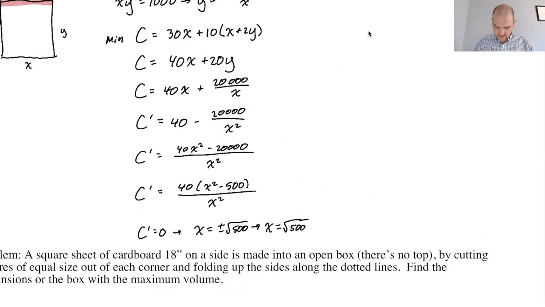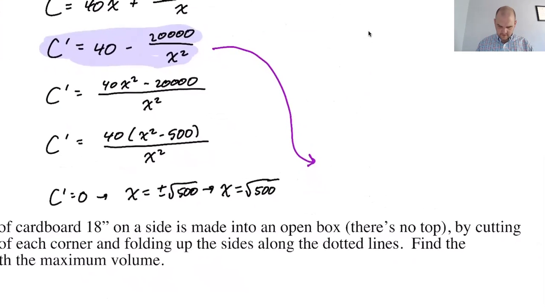So what I'm going to do is go back here and find the second derivative. It's kind of the wrong color, but live with it. So C double prime is going to be, think of it as negative 20,000 x to the negative second. So it'll be 40,000 x to the negative third, which I'm going to write as 40,000 over x cubed. Okay.